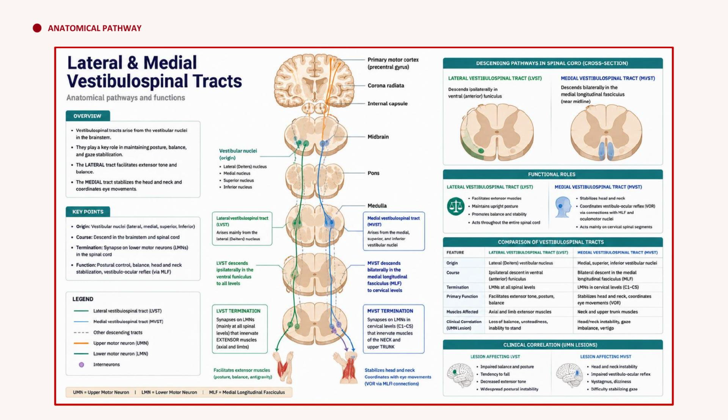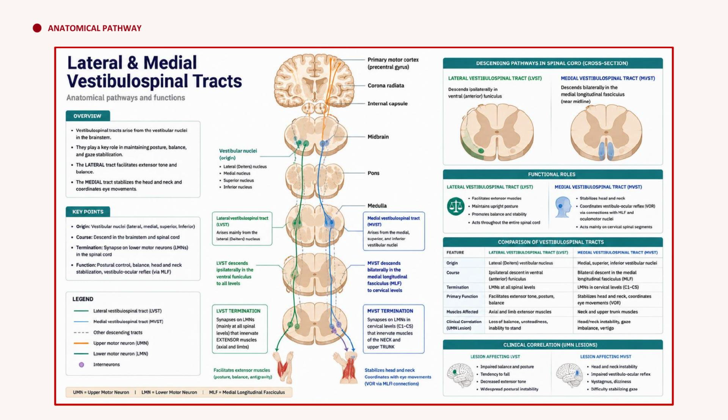The lateral vestibulospinal tract, from the lateral nucleus of Deiters, descends uncrossed the entire length of the cord and is the great anti-gravity pathway. It powerfully facilitates extensor tone, especially in the legs, to hold you upright. The medial vestibulospinal tract from the medial nucleus descends bilaterally in the medial longitudinal fasciculus, but only to cervical levels, where it stabilizes the head and coordinates it with the eyes through the vestibulo-ocular reflex.